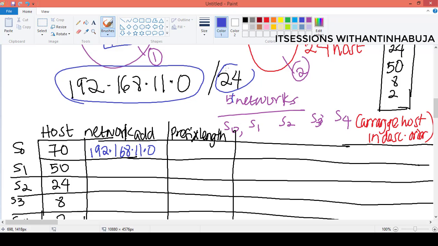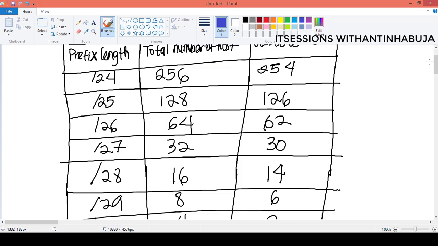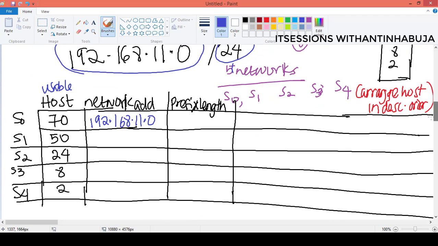Now, the prefix length, this /24, is not going to be used. Rather, we'll go to the subnetting table and check the number of hosts that we have. This host serves as the usable host. So where 70 falls under our usable host, we'll then check for the prefix length. So 70 falls under /25. Remember, this is our usable host. So 70 falls under here, and that's slash 25. So you come back to your table and you write slash 25 for your prefix length.